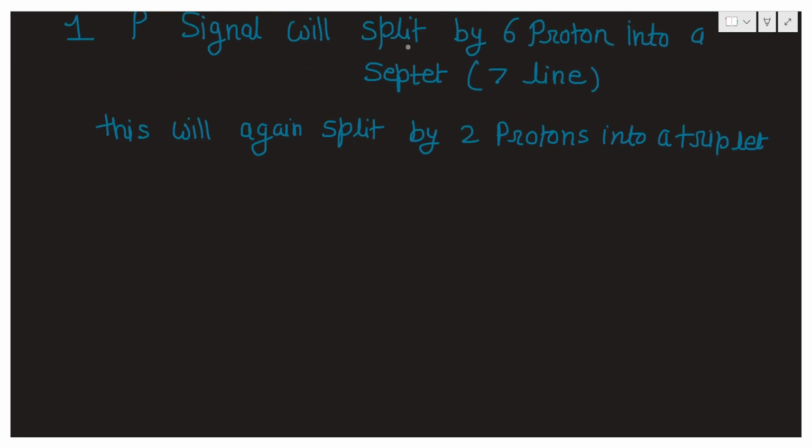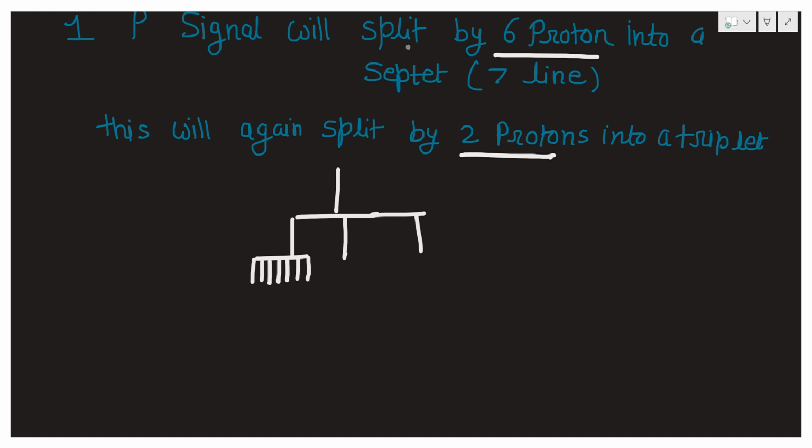You are getting one signal in this manner. This gets split, and you can do the splitting in either order. Firstly, you can do the splitting by these 2 protons, then by these 6 protons. So I am doing the splitting firstly by these 2 protons. So you are getting 3 lines. Then these 3 lines get split into septets: 1, 2, 3, 4, 5, 6 and 7. Similarly, 1, 2, 3, 4, 5, 6 and 7. Similarly here 1, 2, 3, 4, 5, 6 and 7. In this way you are getting 3 septets here. This will be the 31P NMR spectra.